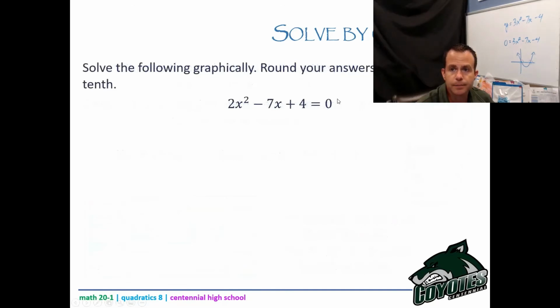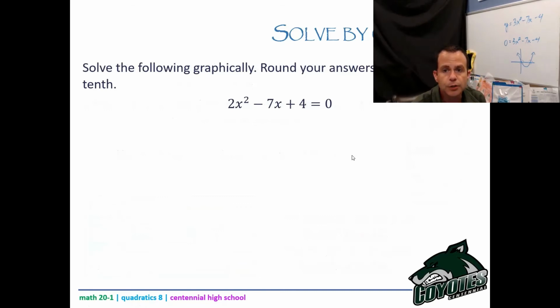All right. So solve the following graphically, round your answers to the nearest tenth. Now, I have shown you a little bit on the graphing calculator, so I won't keep going back to the graphing calculator for these examples. What I'll do is I'll just show you the picture that you should get. So what you probably want to do is pause me at this point, try it in your graphing calculator first, and then compare pictures with me.